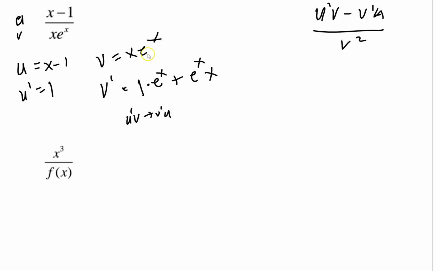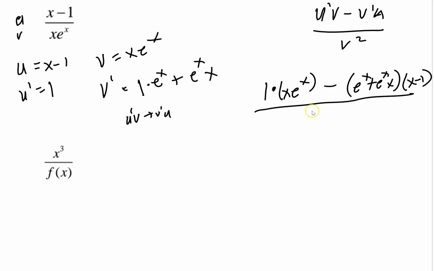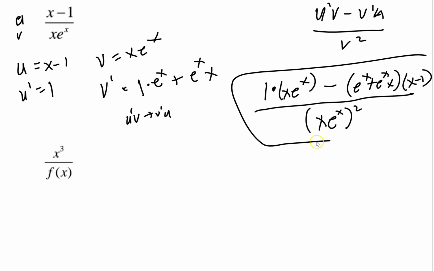Right, now that we have everything we need, we can put in the formula. Derivative of the top is 1 times v, x e to the x. Minus derivative of the bottom, which is e to the x plus x e to the x, times the top, left alone, x minus 1, all over the bottom squared, (x e to the x) squared. And we'll just leave it like that.